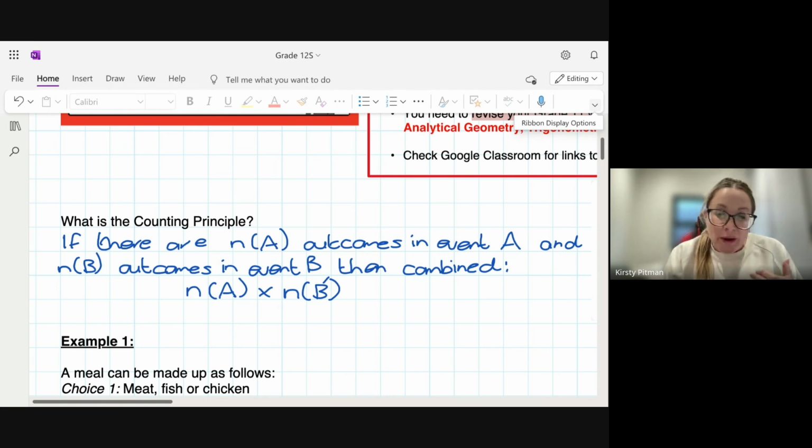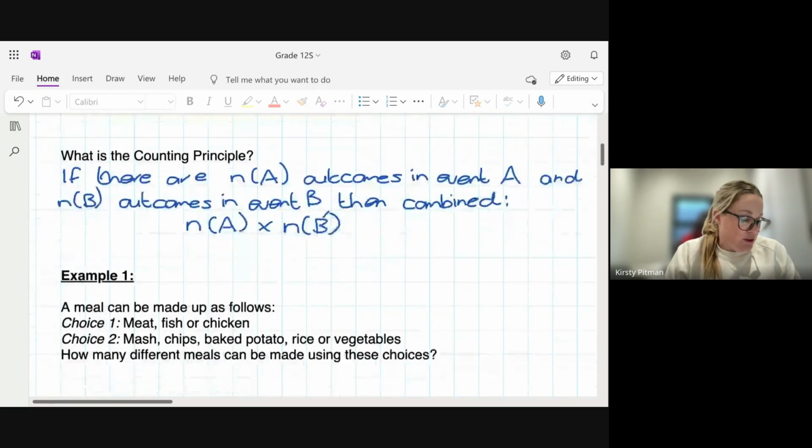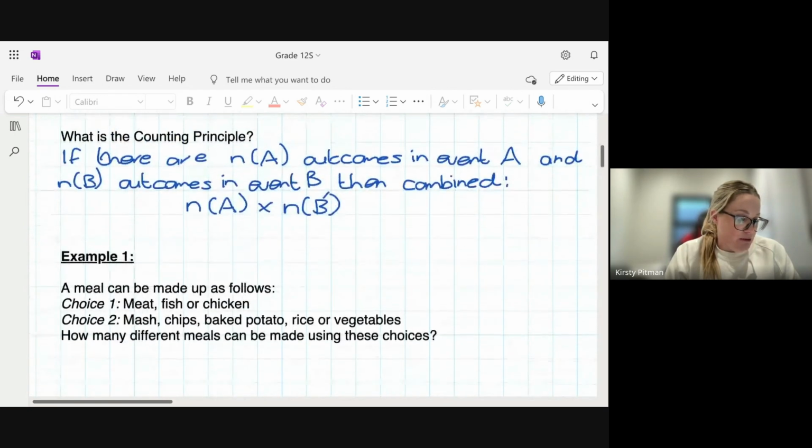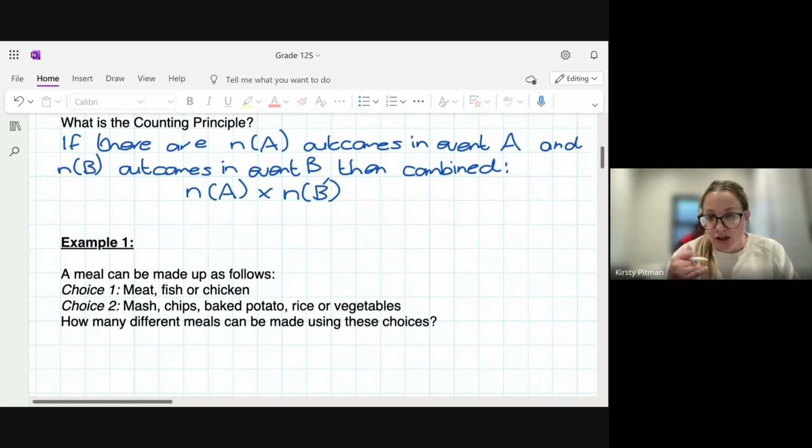Now, the only way to learn probability, and like I said earlier, especially with this counting principle, is to do as many examples as you can. So we're going to look first at this first example. I'm just going to leave this here in case anyone wants to take a screenshot while I'm talking. A meal can be made up as follows. Choice 1, you get to choose meat, fish, or chicken. And choice 2, you get to choose mash, chips, baked potato, rice, or veg.